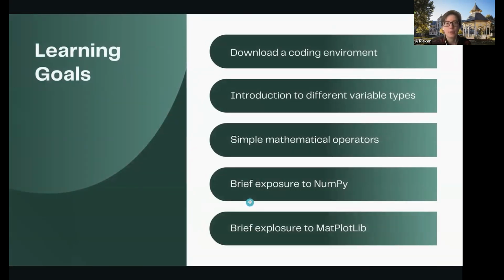Okay, so here's our learning goals. First, we want to talk a little bit about coding environments, because in order to write some code, we need an environment to write the code in. And then I'm going to talk about different types of Python variables. We're going to do a little bit of math, because that'll help us set up our exposure to NumPy, which is a Python library that lets us make use of math functions and make different cool things that are useful to us as data scientists.